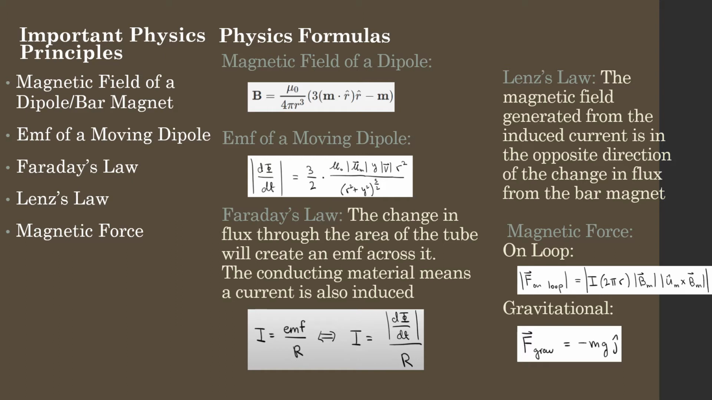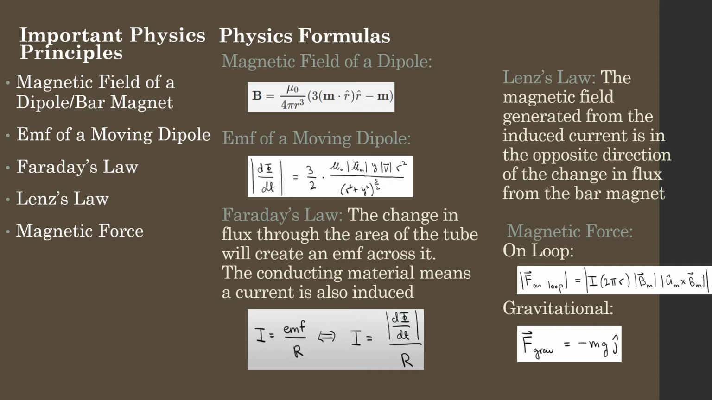I also explain Faraday's law in the instance of this lab: the change in flux, which comes from the moving bar magnet as it moves closer to the tube through the area of the tube, will create an EMF across it, and because aluminum foil is a conducting material, a current is also induced across the tube. Additionally, I included formulas for the current below.